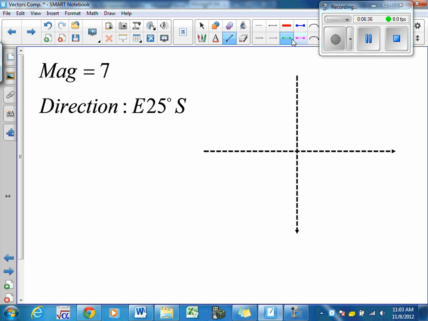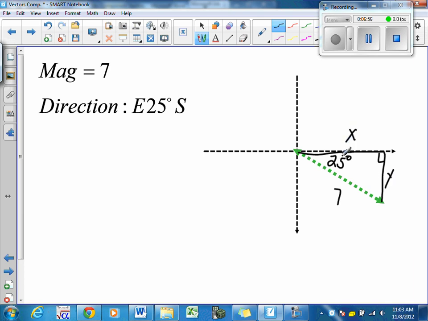East, 25 degrees south. So east, 25 degrees south. So this is 25. This is 7. Draw my triangle to the x-axis. This is my x. This is my y. Once again, we're just doing SOHCAHTOA.